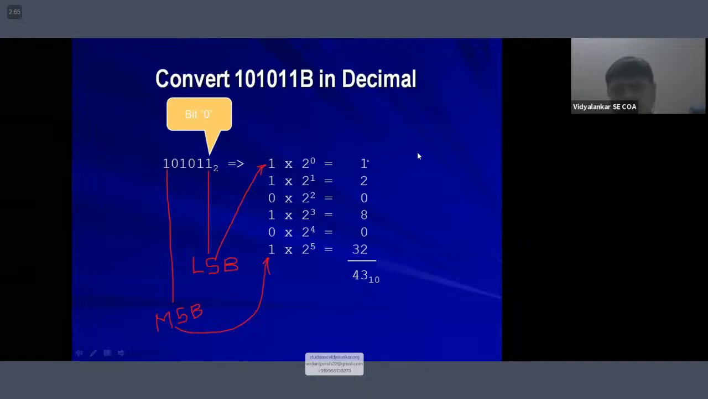Anything raised to power 0 is 1, so 1 into 1 is 1, 2 into 1 is 2. Ignore this term because it is multiplied by 0, and you generate all the products. And finally you add all the products. The result we get is the value in decimal. So what you get is 43 in decimal.